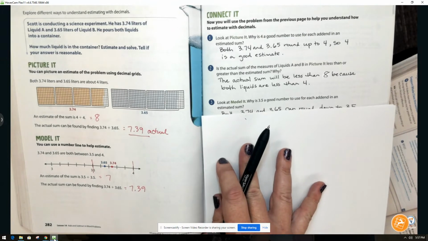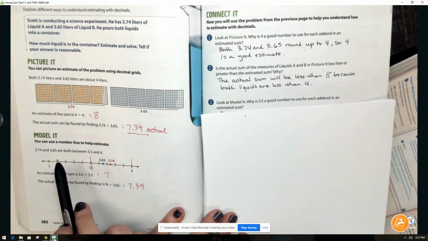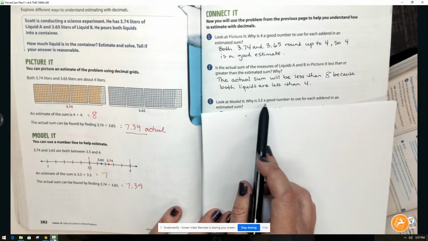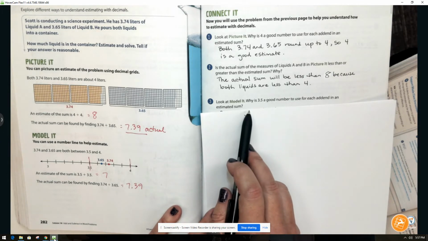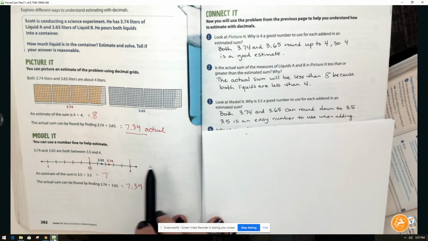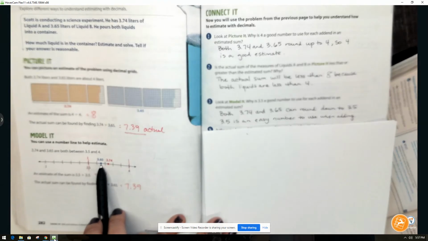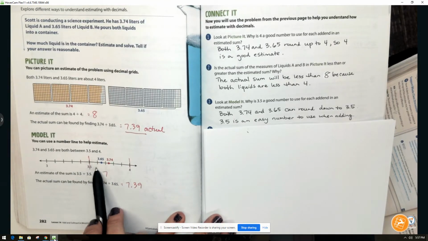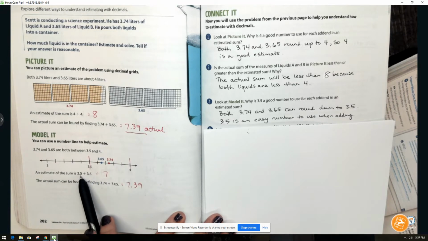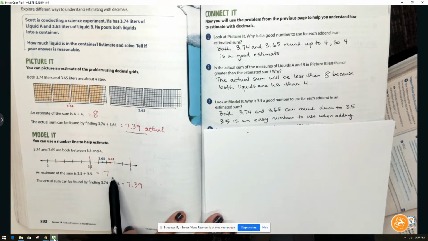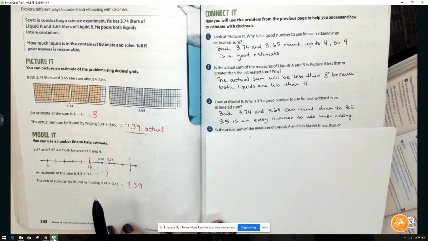Now on the flip side, if we look at the model down below, why is 3.5, or 3 and 5 tenths, a good number to use for each add-in in an estimated sum? Both 3 and 74 hundredths and 3 and 65 hundredths can round down as well to 3 and 5 tenths, which is an easy number to use when adding. It's super easy to go 4 plus 4 is 8, or 3 and 5 tenths plus 3 and 5 tenths equals 7. We can do that in our heads.